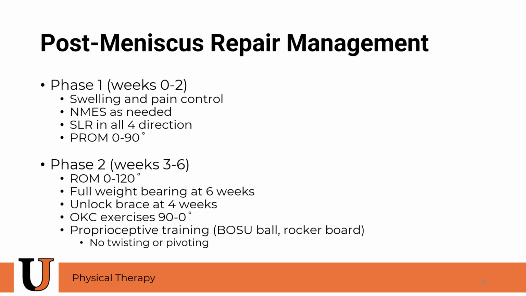Phase 2 is weeks 3 to 6, and we're going to progress the range of motion from 0 to 120 degrees. We want to accomplish full weight bearing at 6 weeks in addition to unlocking the brace at 4 weeks. It's about 0 to 90 degrees unlocked from 4 weeks to 6 weeks. Open kinetic chain exercises from 90 to 0 degrees at this phase. You're not going to be introducing too much resistance here. And then proprioceptive training such as a Bosu ball or a rocker board. The thing you want to avoid yet is any twisting or pivoting movements. We don't want to risk re-injuring that meniscus.